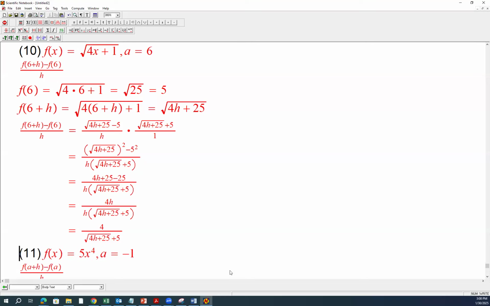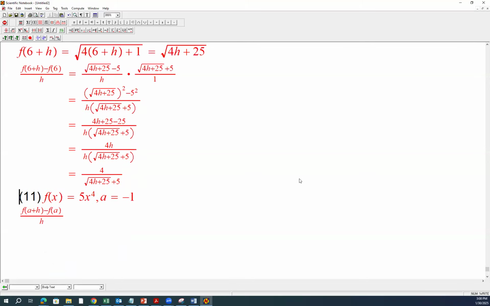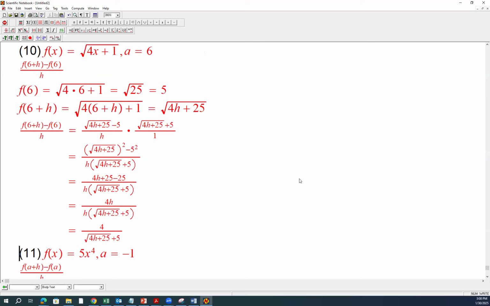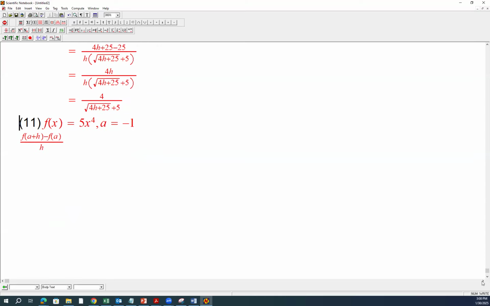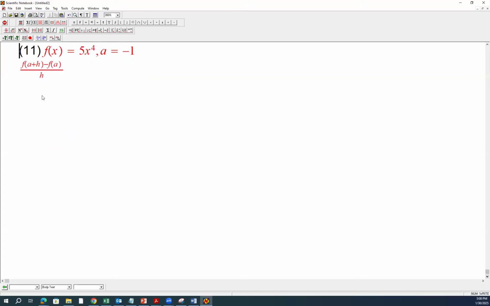Last but not least. Okay, you can see the whole process. We're just repeating the same, repetitively using the same formula for different functions for different a's. And last one, a equals -1 this time. So -1.